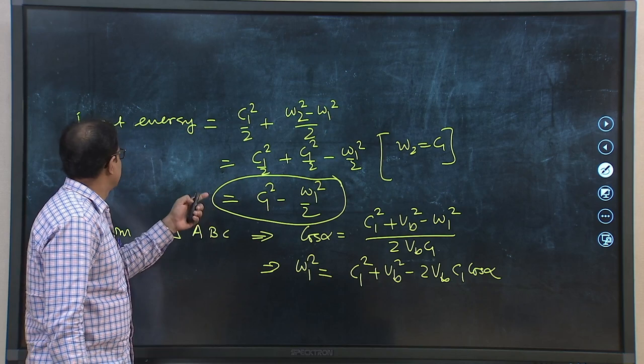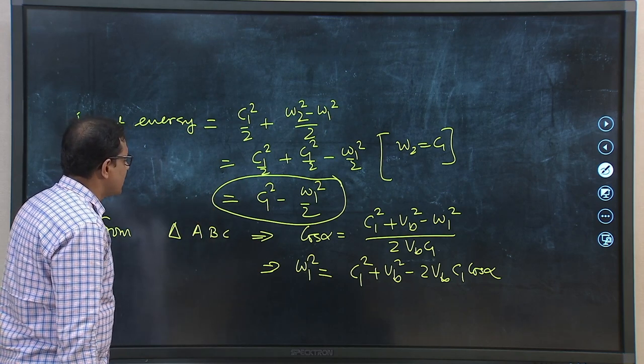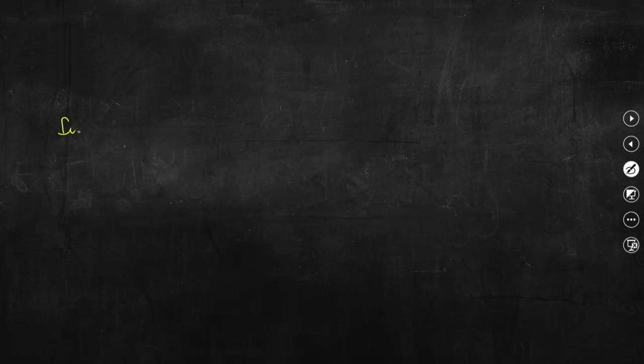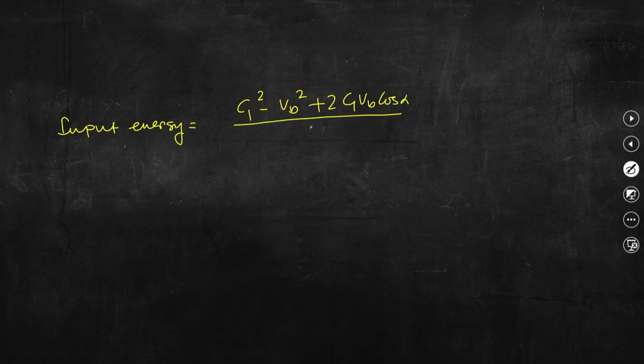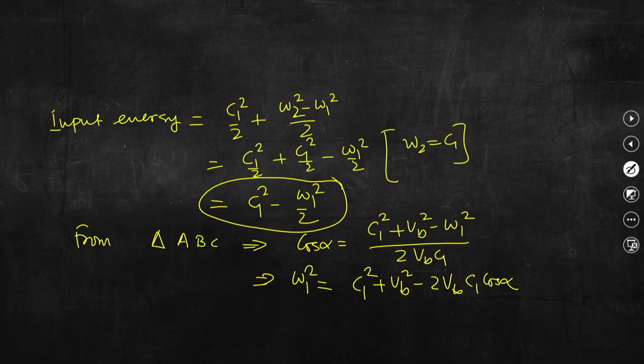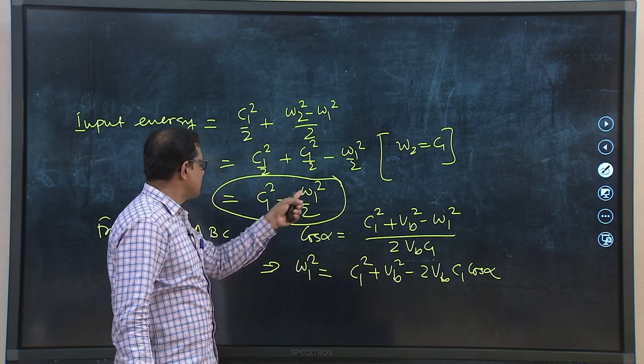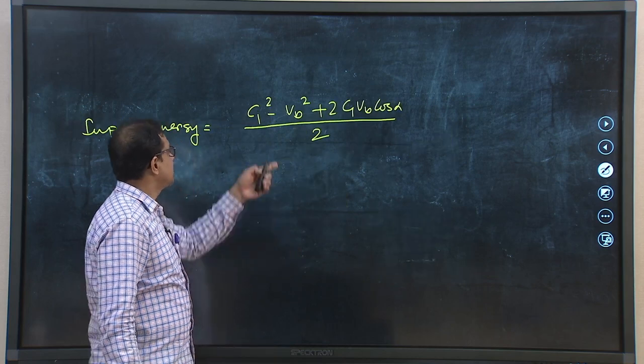We could write the final expression of input energy like this, that is C1 square minus W1 square by 2. So, input energy equals C1 square minus Vb square plus 2 C1 Vb cos alpha divided by 2. Because, you know, this C1 square by 2 minus W1 square by 2 would give C1 square by 2, that is why it is C1 square by 2.